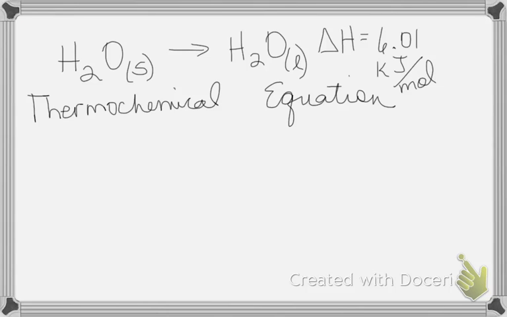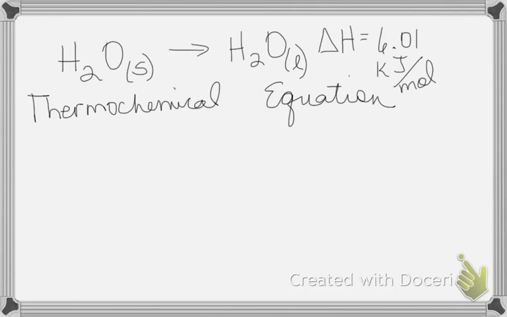What does that mean? That means that when 1 mole of ice melts, it requires 6.01 kilojoules of heat to melt 1 mole of ice. How much heat do you think would be required to melt 2 moles of ice? 12.02. Okay? So do you see that this delta H can be related to the coefficients of this equation, however it works out?